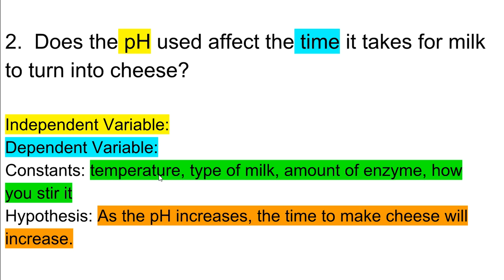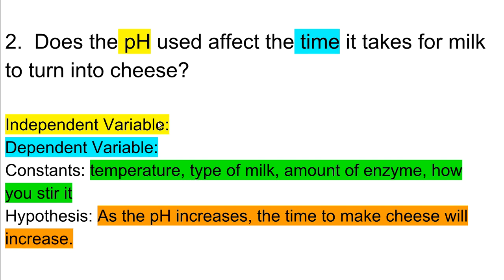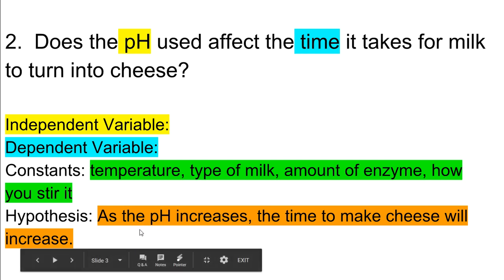However, the temperature of the milk, the type of milk, the amount of enzyme, how you stir it, all of those things would be the same for every batch of milk. But each batch of milk would have a different pH, and the different part is the independent variable. What our results are going to be is our dependent, the time. Again, make a prediction: as the pH increases, the time to make the cheese will increase.